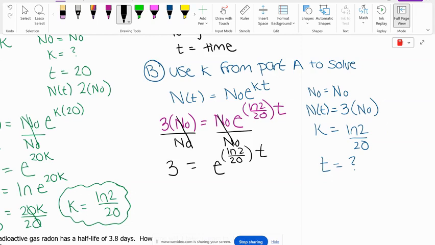Hey, we're getting pretty repetitive here, right? Now what do I do? Take the ln of both sides. So now I have ln of 3 equals, do you guys care if I just go straight to the shortcut or do you want me to write it out? Okay, good. So we're going to have ln of 2 over 20 times t.